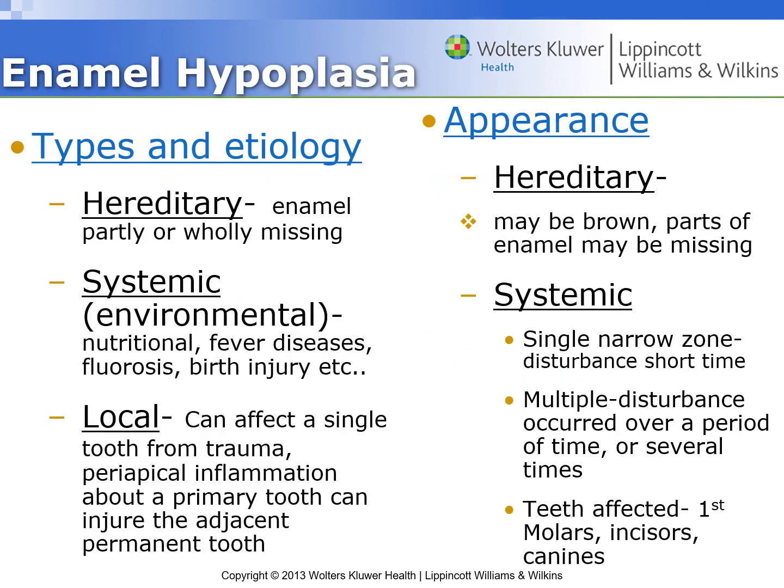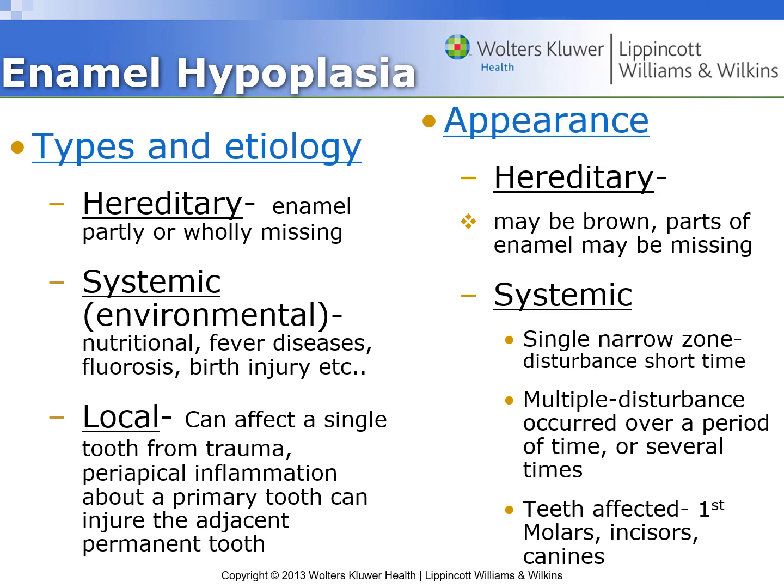So, enamel hypoplasia types and cause, or etiology. It can be hereditary. It can be systemic or environmental, nutritional, fever diseases, fluorosis, birth injury.